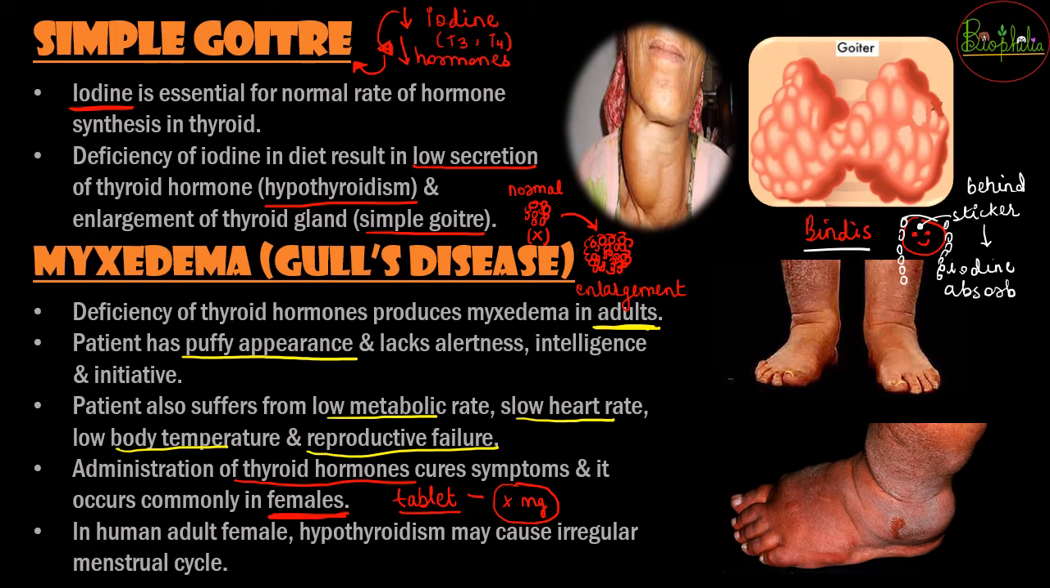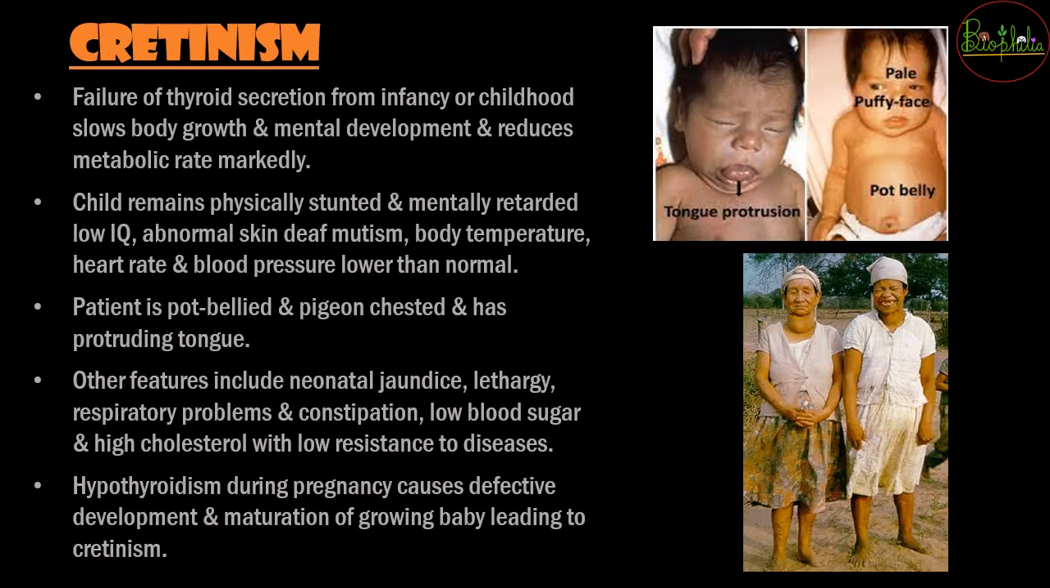So now, because of hypothyroidism, it has also been understood that females can have irregular menstrual cycles. All these symptoms can help you understand and take a step by meeting the right person to understand about myxedema disease. So the next is going to be about cretinism, which is going to be because of the failure of thyroid secretion, and that too not from adulthood or teens, it is going to be from childhood.